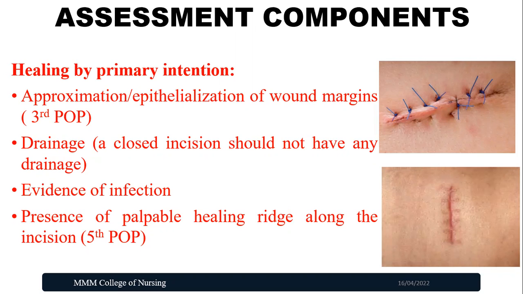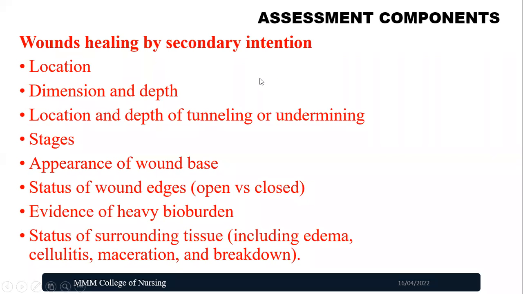Factors to include in a comprehensive assessment differ for wounds healing by primary intention and by secondary intention. Next, we'll see the factors to be observed if the wound is healing by secondary intention, which may include location, dimension and depth of the wound, dimension and depth of tunneling and undermining. We will be discussing the measurement of tunneling or undermining in my next video. Stages of wound healing, appearance of wound base, and status of wound edges may differ with closed or open wounds. Also evidence of heavy bioburden, and status of surrounding tissue like edema, cellulitis, maceration, and breakdown.